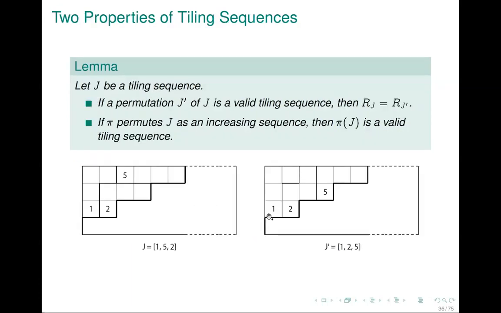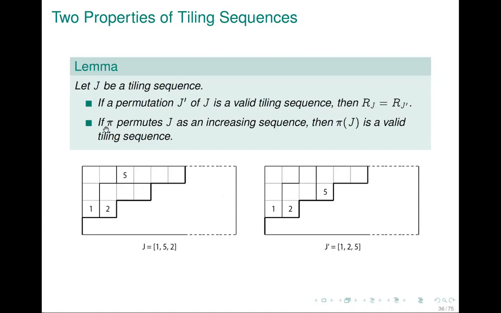Next I'll talk about two properties of tiling sequences. Say J is a tiling sequence, and J prime is a permutation of J, but J prime is also a valid tiling sequence. Then their residual regions are the same. From this picture, J is 1, 5, 2, and its permutation could be 1, 2, and 5. You see these two residual regions are the same.